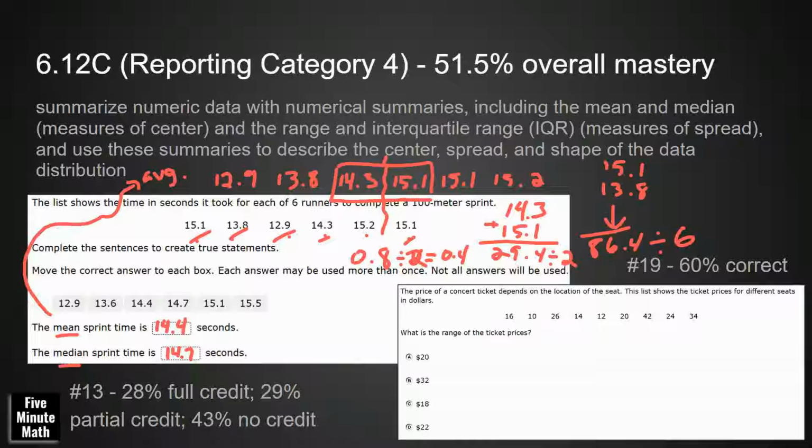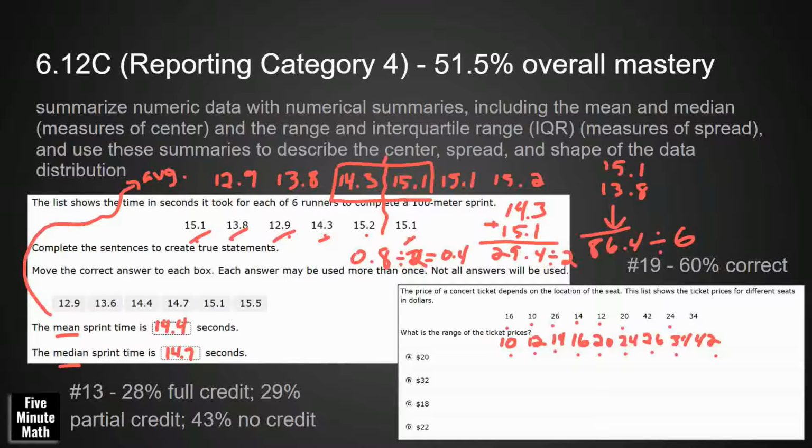Number 19 was a lot easier. Now the challenge was they didn't give it to you in order. Okay, we need to find the range. Range is the difference between the smallest and the greatest, but they don't give it to you in order. So we need to rewrite these, make sure we're getting all of them. 10, 12, 14, 16, and then 20, and then 24, and then I see a 26, and then 34 and 42. And then I've got 1, 2, 3, 4, 5, 6, 7, 8, 9.